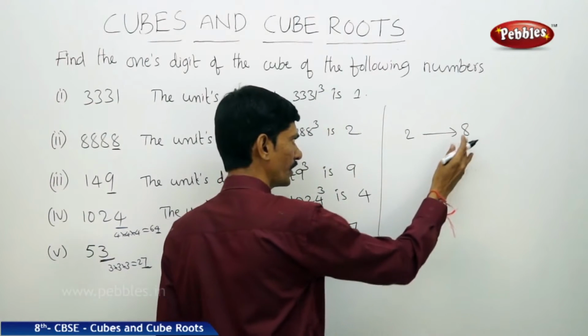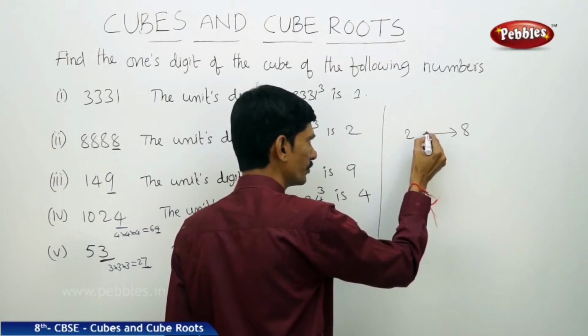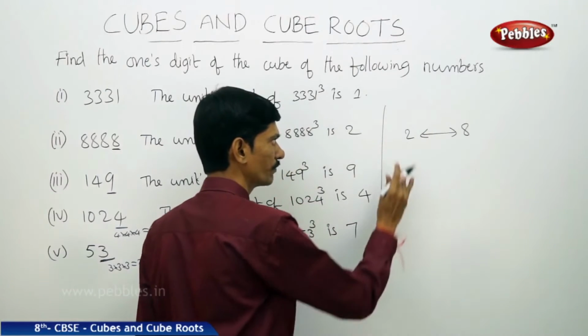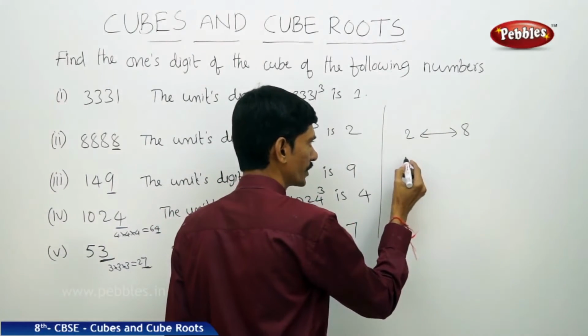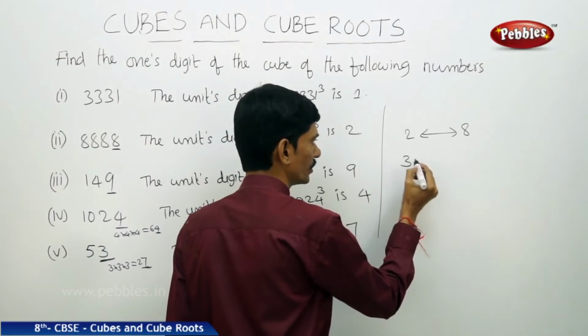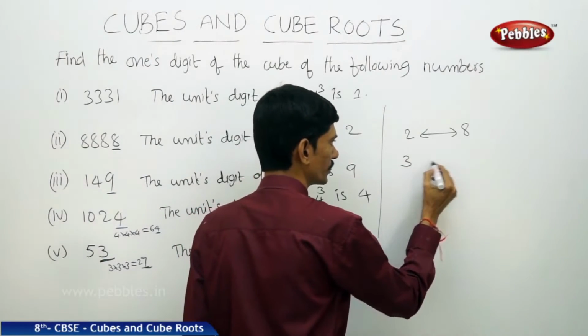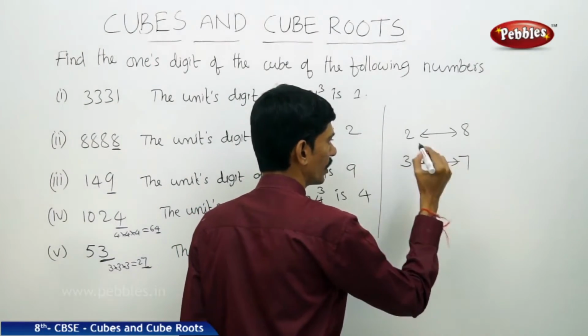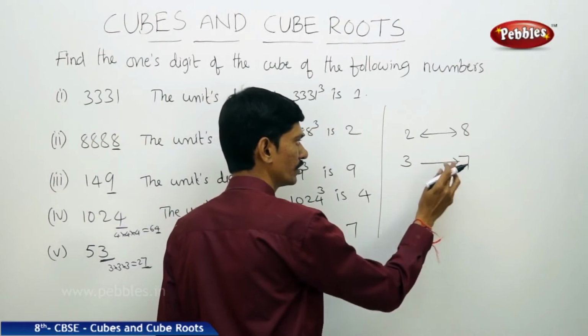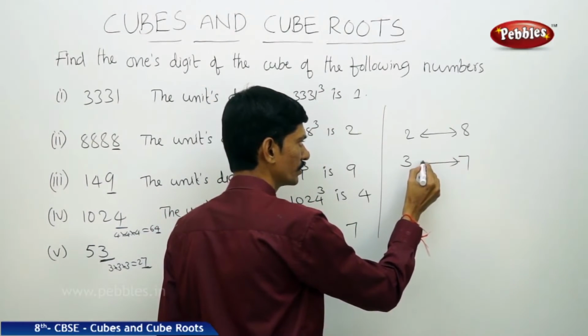We can observe that if a given number ends with 2, then its cube ends with 8. Or if a given number ends with 8, then its cube ends with 2. So we can write by implies. And if a given number ends with 3, then its cube ends with 7. Or if a given number ends with 7, then its cube ends with 3.